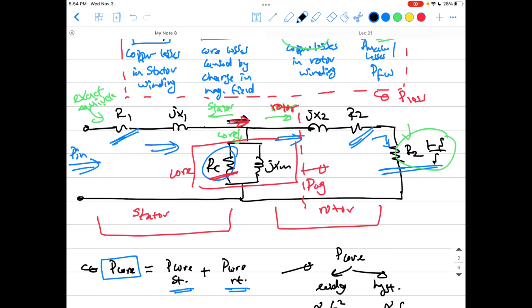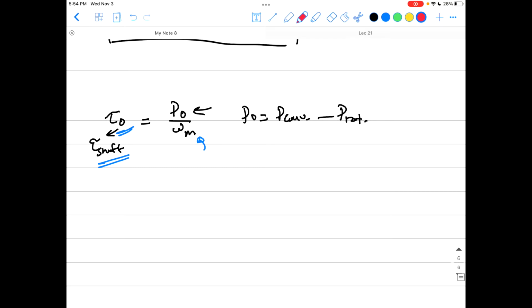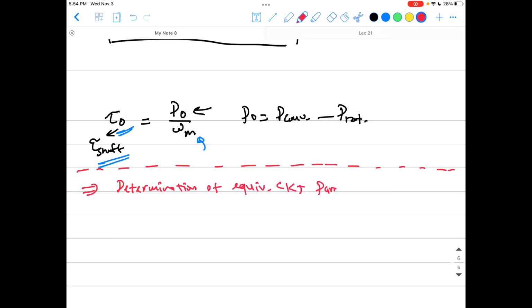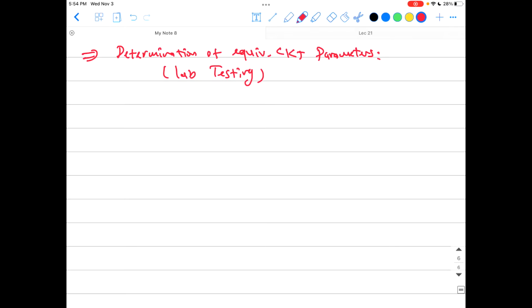Like we did before with the synchronous machine, we're going to test this machine in the lab to find out those parameters. So before doing anything else with this equivalent circuit, we need to find it. So it is the determination of equivalent circuit parameters. How to find this using lab testing? How to test this machine in the lab to find out its equivalent circuit parameters. Okay, guys?